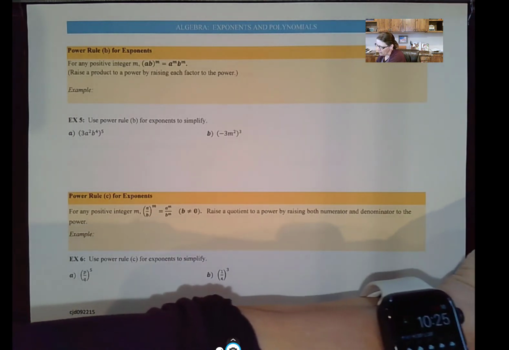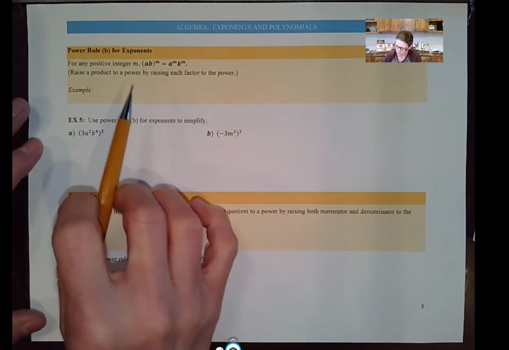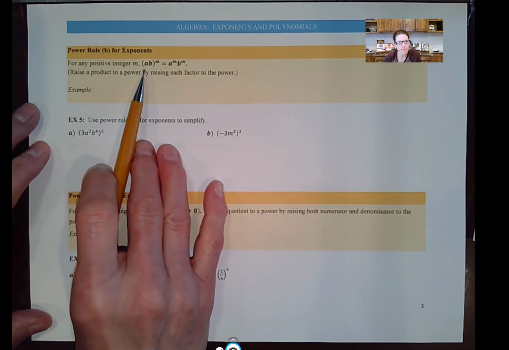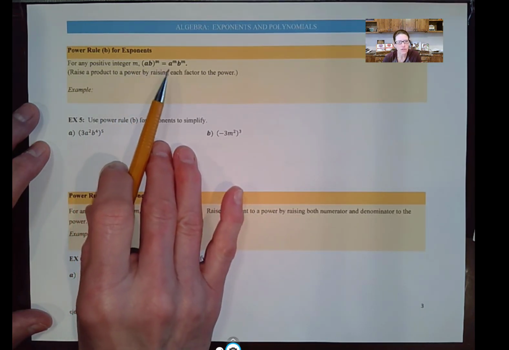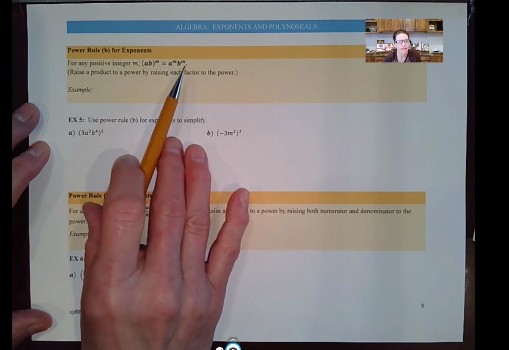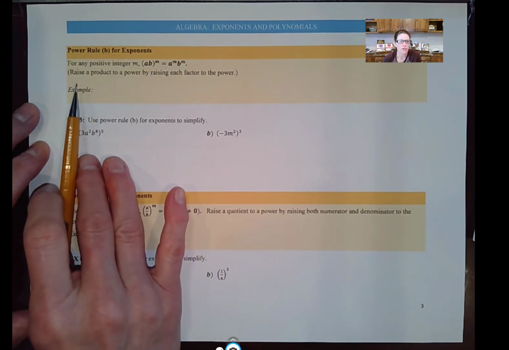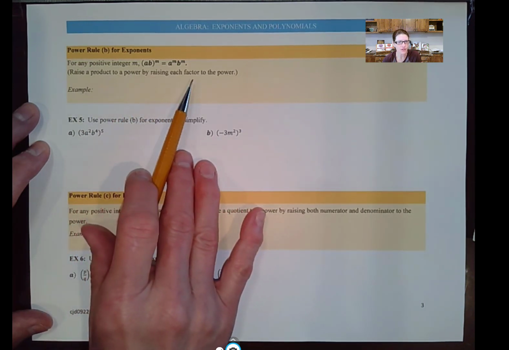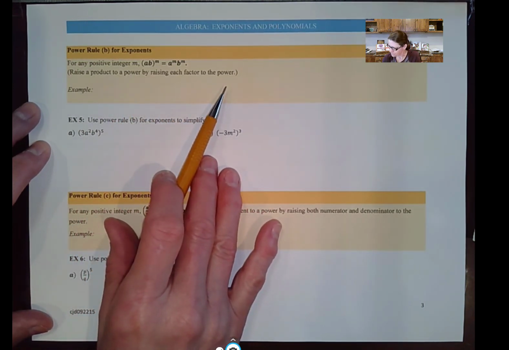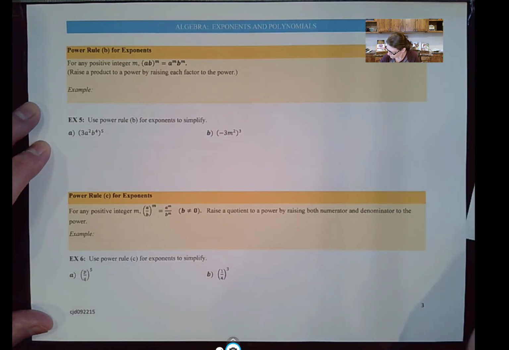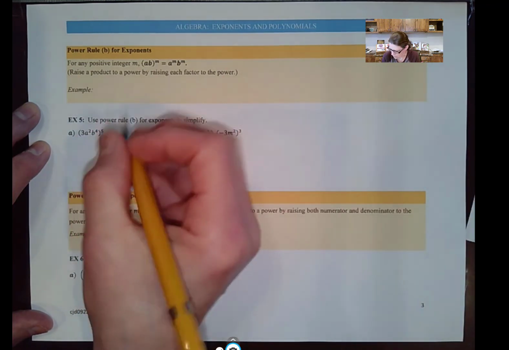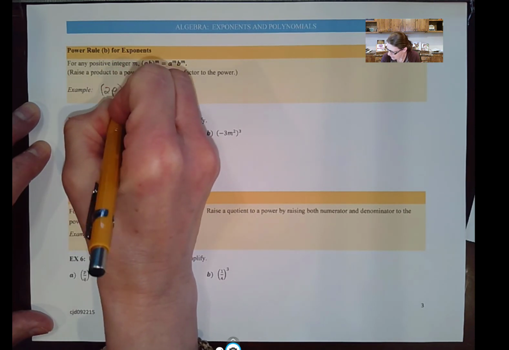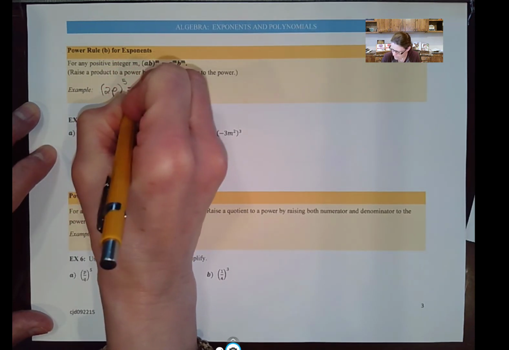Next, we'll look at power rule B for exponents. For any positive integer m, a times b to the m power is a to the m times b to the m. In other words, we raise a product to a power by raising each factor to the power. For example, let's take a look at 2 times p to the 5th power.